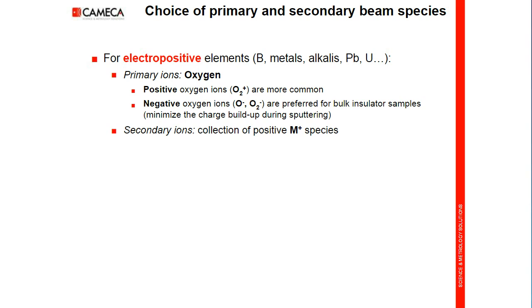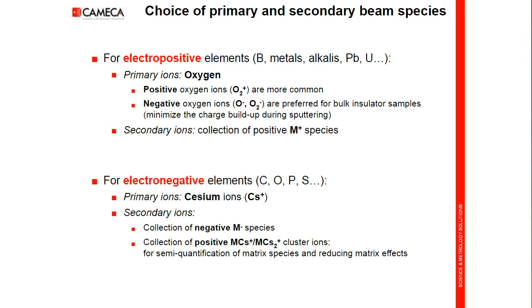Cesium primary ions are generally used to investigate electronegative elements, carbon, oxygen, phosphorus, sulfur, as well as for semi-quantification of matrix species using the MCs+ cluster technique. We will come back to this topic later on.